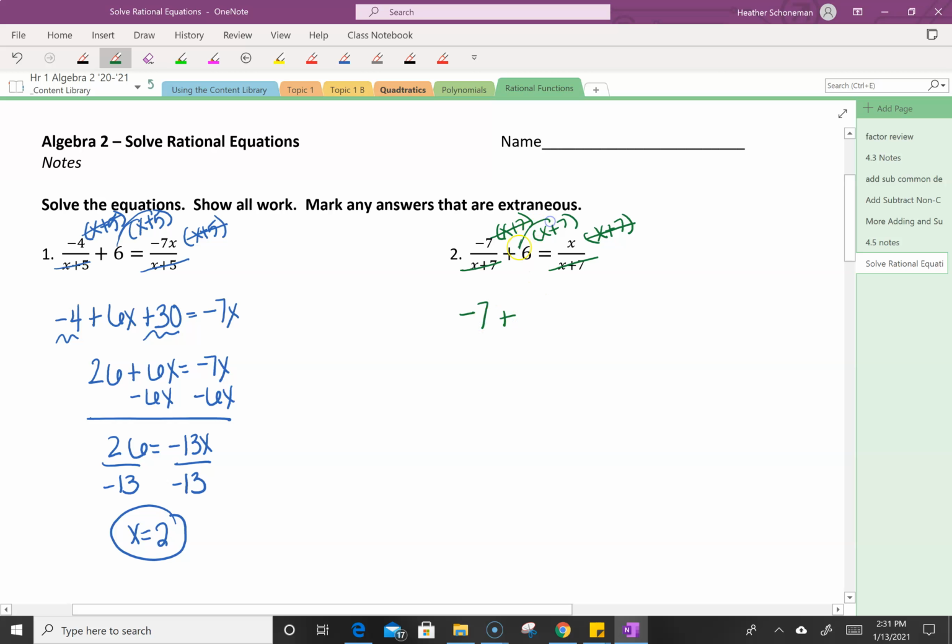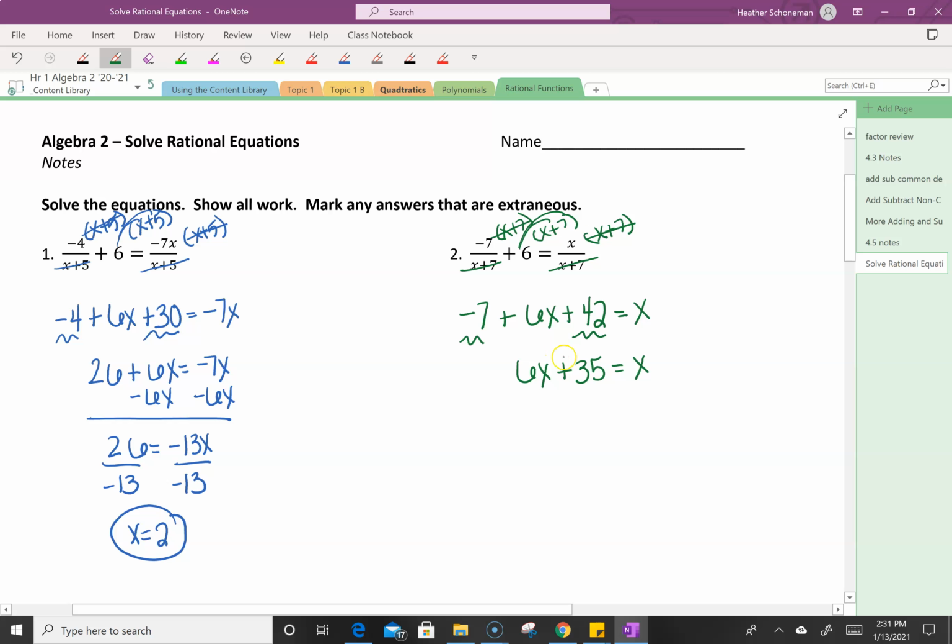In the next one, I've got to distribute the 6. So 6 times x is 6x. 6 times 7 is 42. Equals, everything canceled, and I just get x. First step in solving, combine like terms. So I get 6x, negative 7 and 42 is 35, equals x.